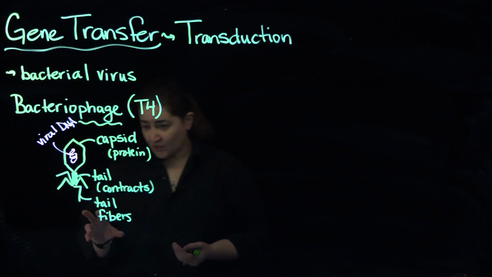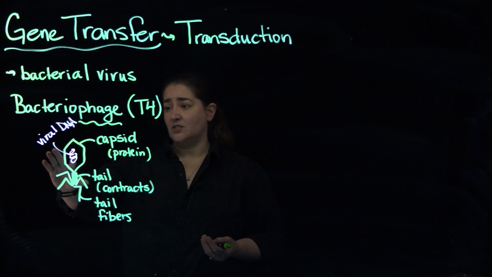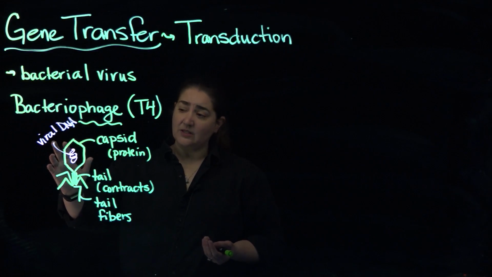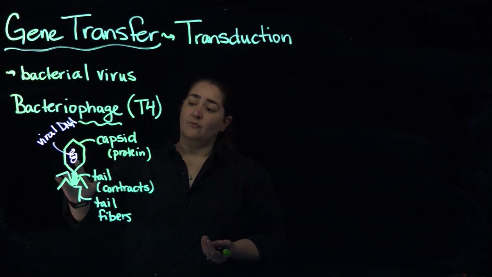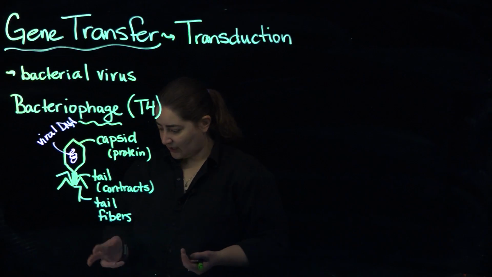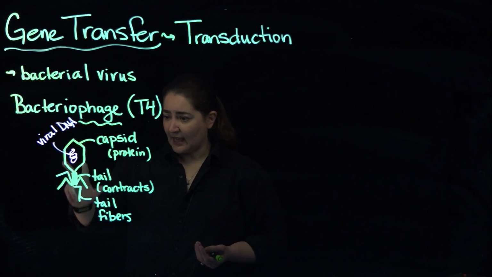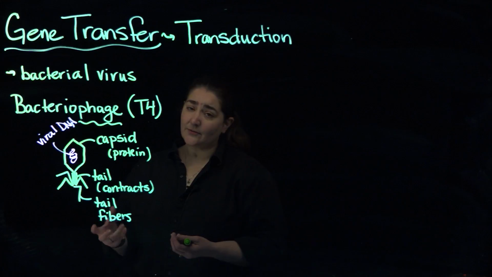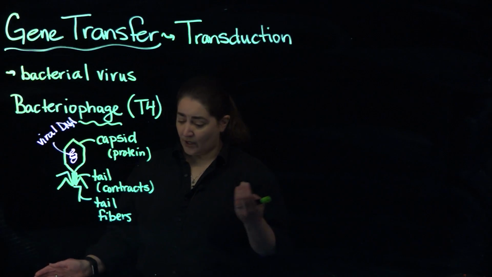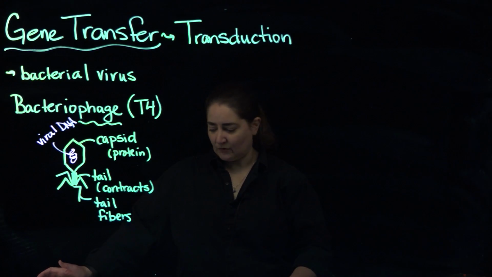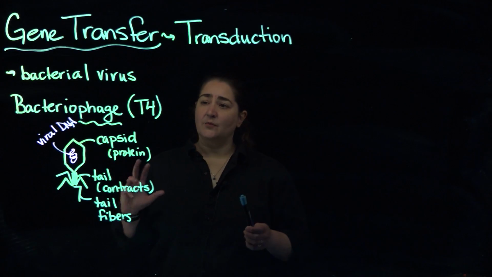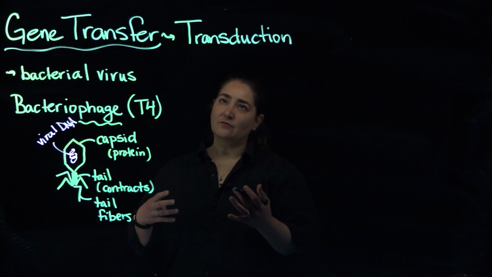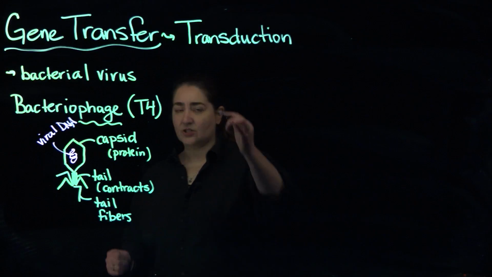Okay? So the bacteriophage is composed of DNA, so it has some genetic material, and it has protein associated with it. The protein is the capsid and the tail, which are involved in housing the DNA and also transferring that DNA into the bacteria. Okay? So what can happen with the bacteriophage? There are two types of infections that you can have with transduction.